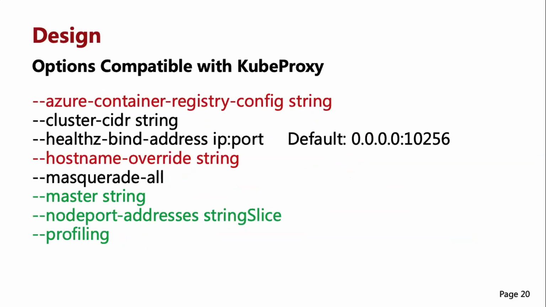And the last part, further options compatible with Kube proxy. For the red ones, we consider supporting them in the future. For the black ones, we have alternative options. And we have implemented the green ones. All right, any questions?